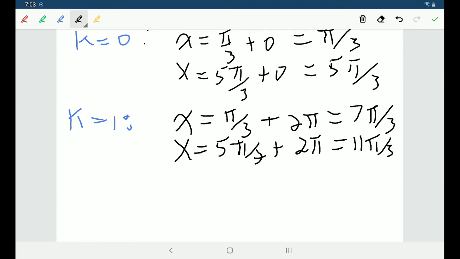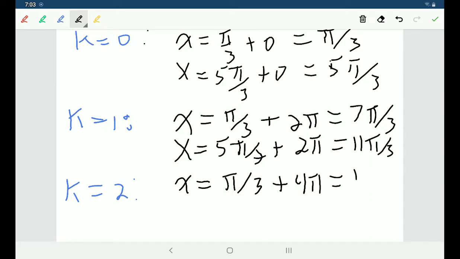And same thing to finish it off, I'll choose k as 2. You don't have to choose 0, 1, and 2. Any value for k that's an integer will produce 2 solutions. So I'm choosing 0, 1, and 2 just for convenience. They're easy numbers to work with, but you could have chosen 11, 12, and 73 if you felt like it. But for k being 2, I would have pi over 3 plus 2 times pi, or 4 pi. And that gives me 13 pi over 3.